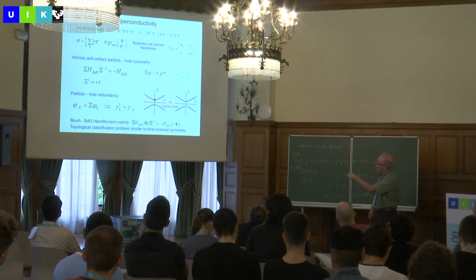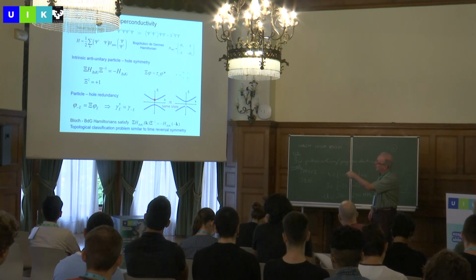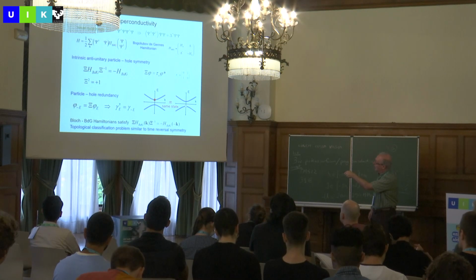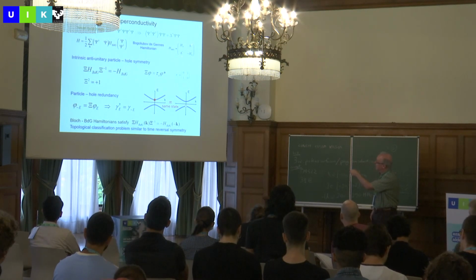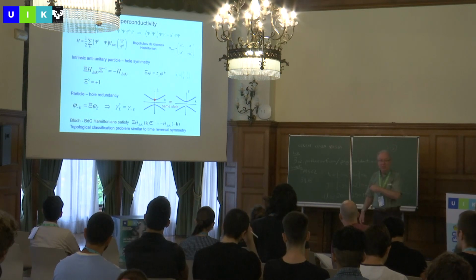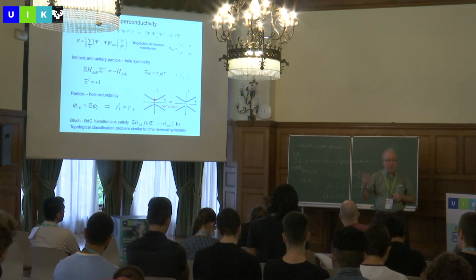And so the way to do that, you can write the Hamiltonian as a 2x2 matrix that involves psi dagger psi and also psi dagger. Okay. And so it's these off-diagonal terms that give you the superconductivity.